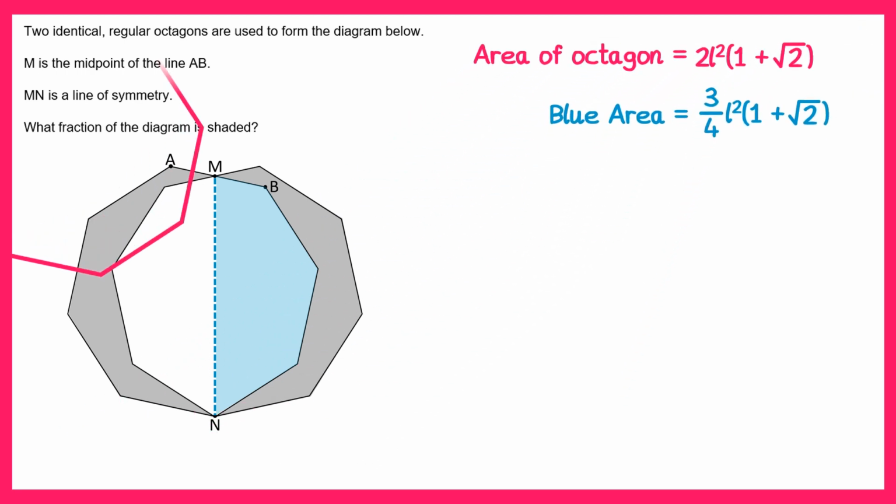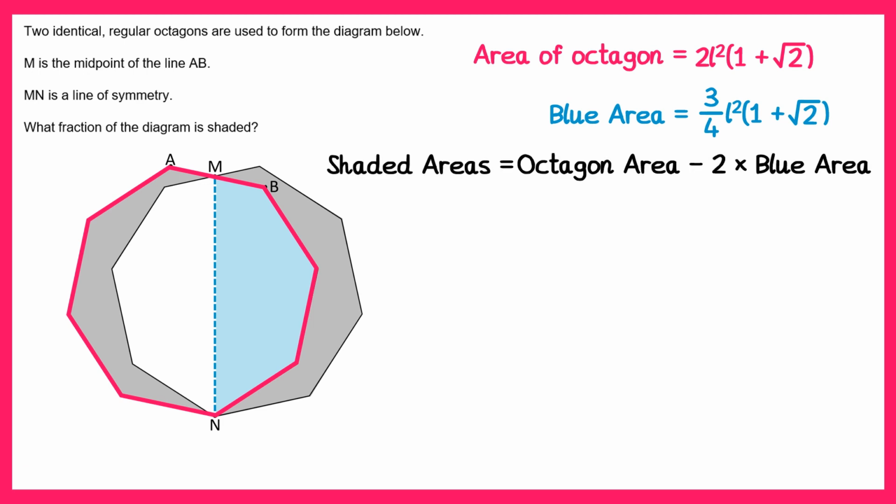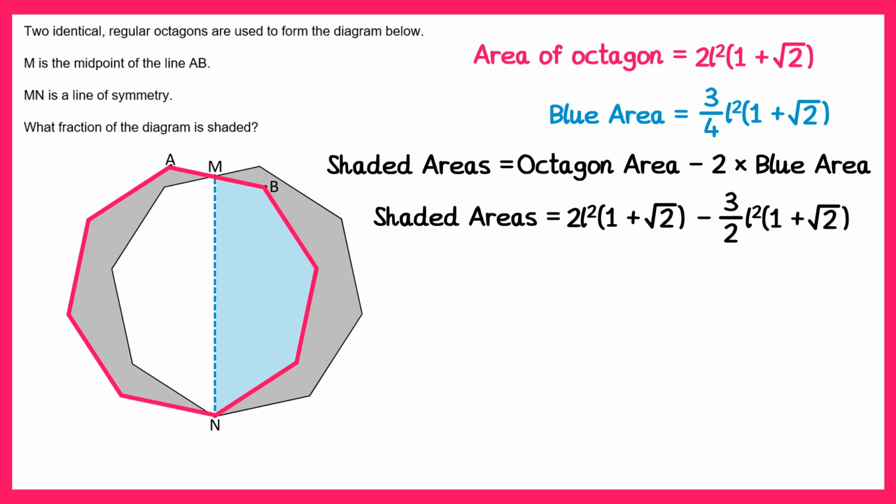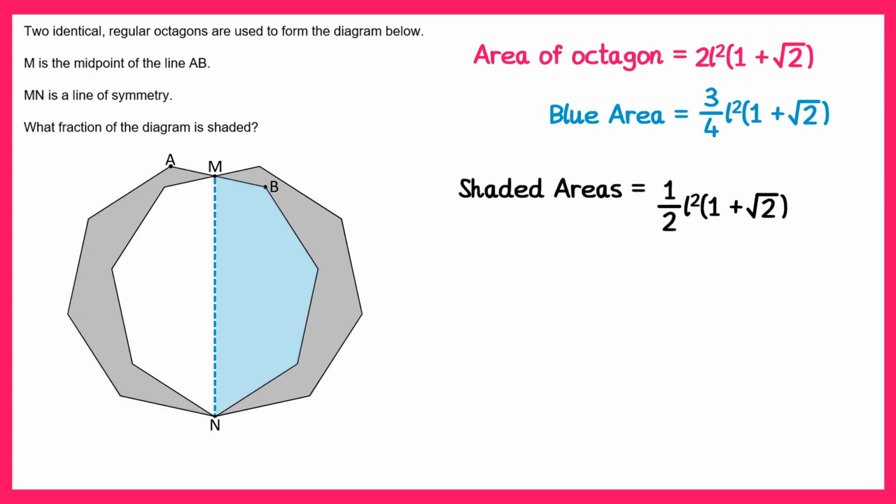If we now just look at one of the octagons, say this one here, we can work out the area of the shaded part inside that octagon, so only one of the shaded areas. So the shaded areas will be the area of the octagon take away 2 lots of the blue area. So the shaded areas are equal to the octagon's area, which is 2L squared lots of 1 plus root 2, and then 2 lots of the blue areas, rather than being 3/4, it'll be 3/2. So 3 over 2 L squared lots of 1 plus root 2. And if you subtract these, you'll end up with the shaded areas are equal to 1/2 L squared 1 plus root 2. So that's what each of the shaded areas is equal to.